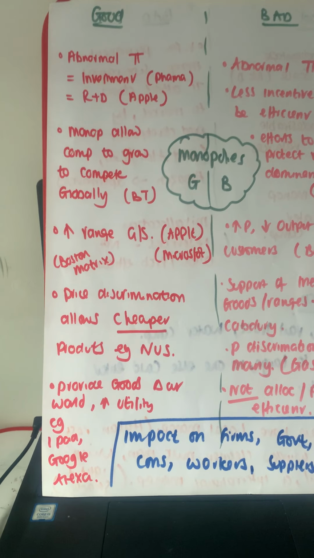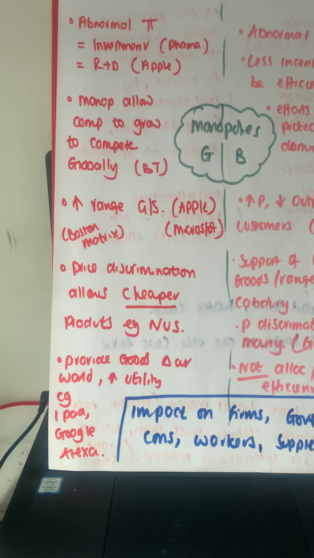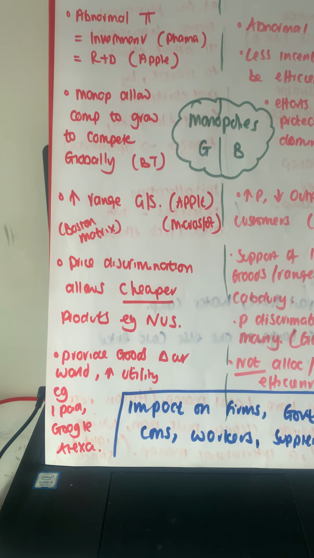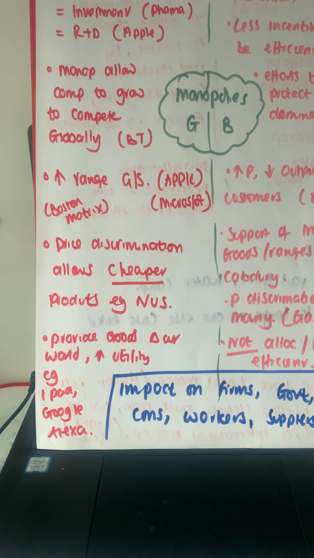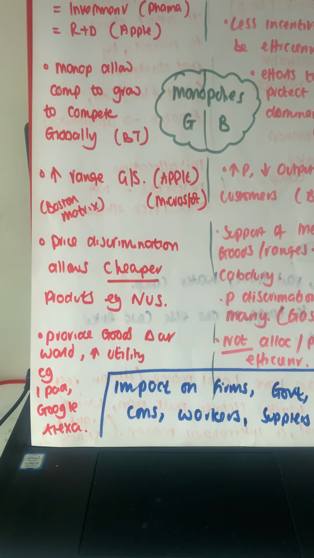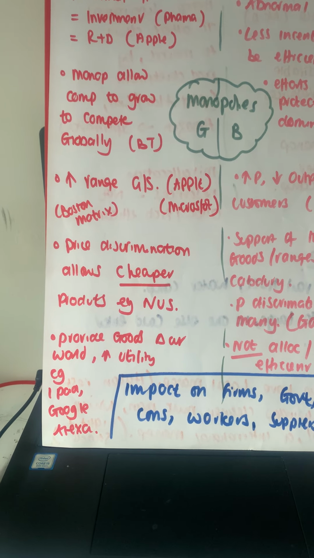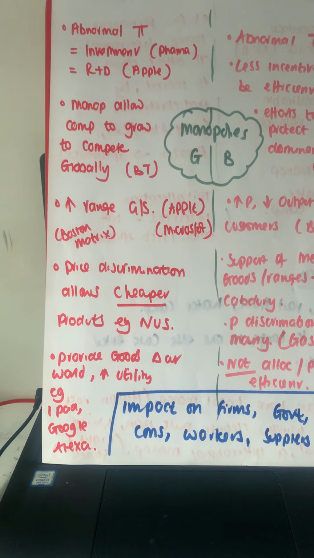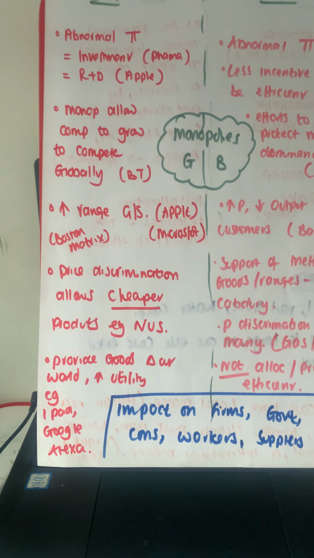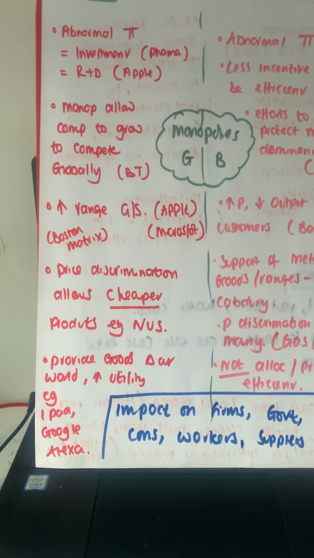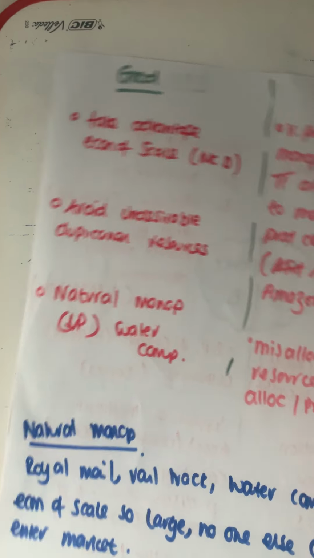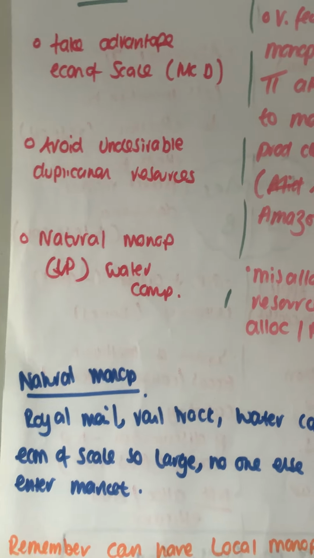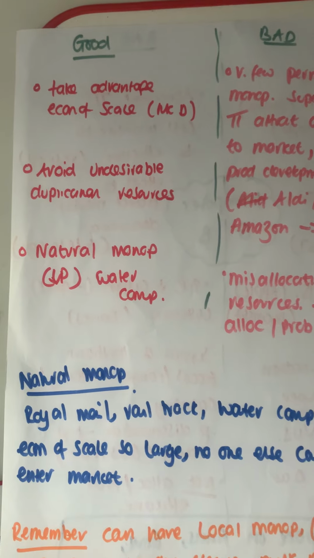Also, it's good because price discrimination allows for cheaper products for certain types of consumers, such as NUS. They allow our world to have an increased number of products which provide us with utility. So the R&D provides us with drugs and with goods which help to support our world: iPad, Google, Alexa. They also take advantage of economies of scale and allow us to have access to items which are cheaper than they would normally be.